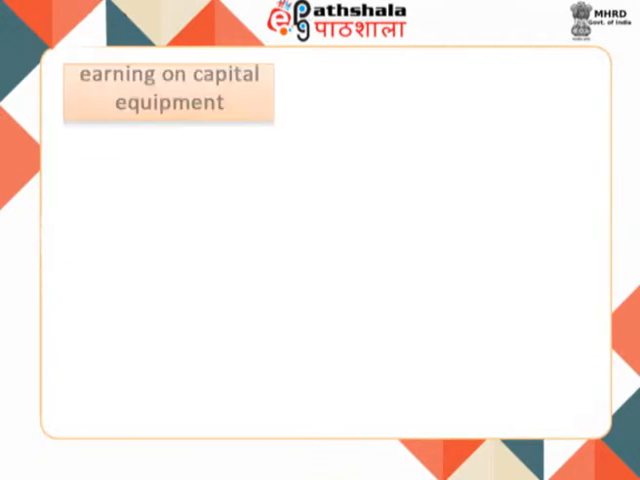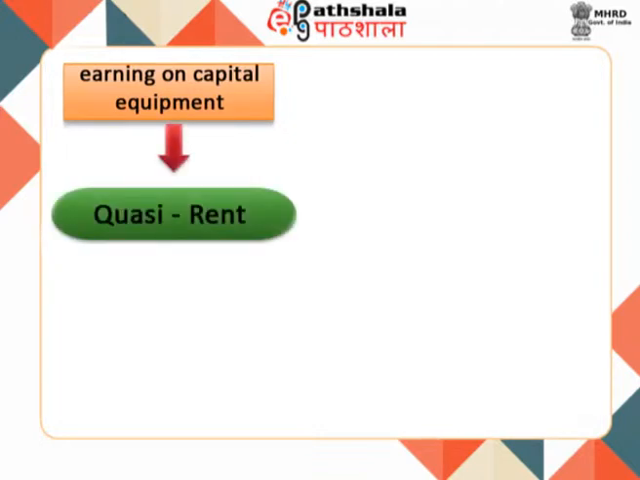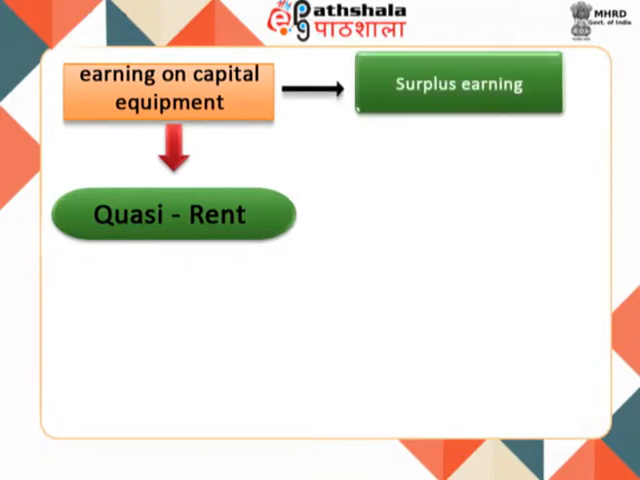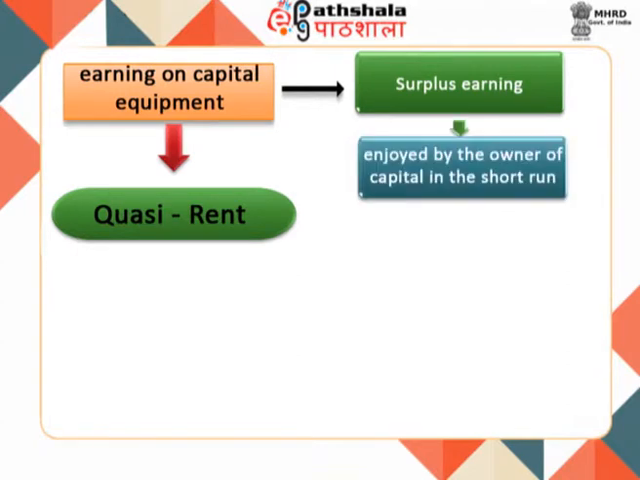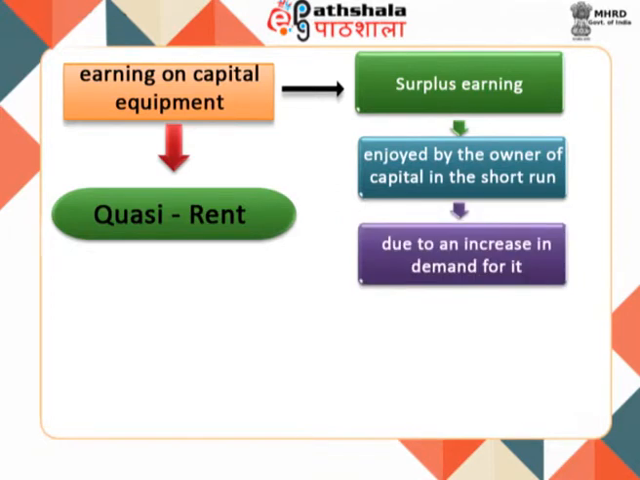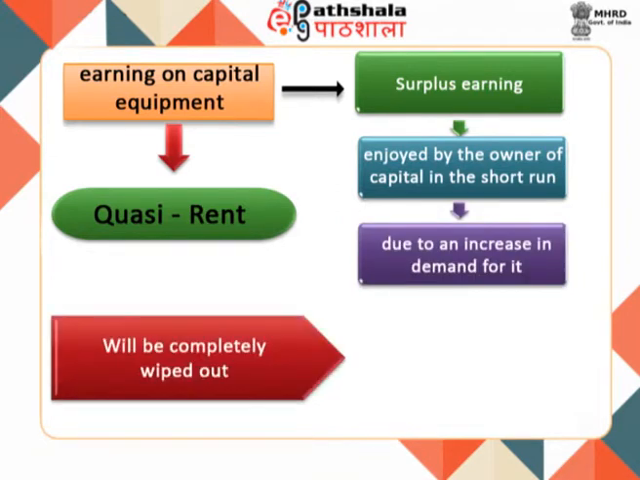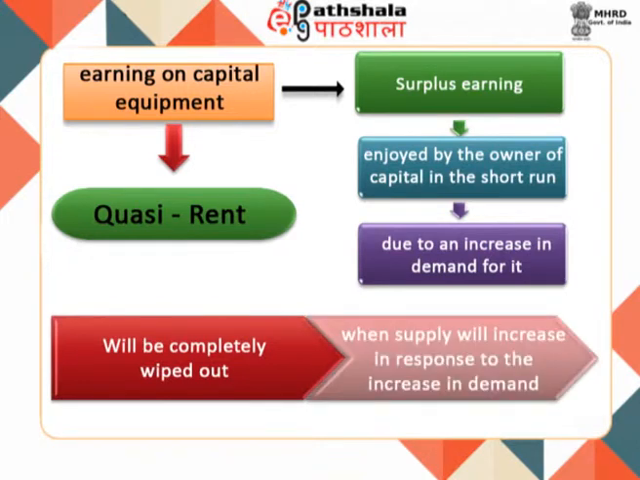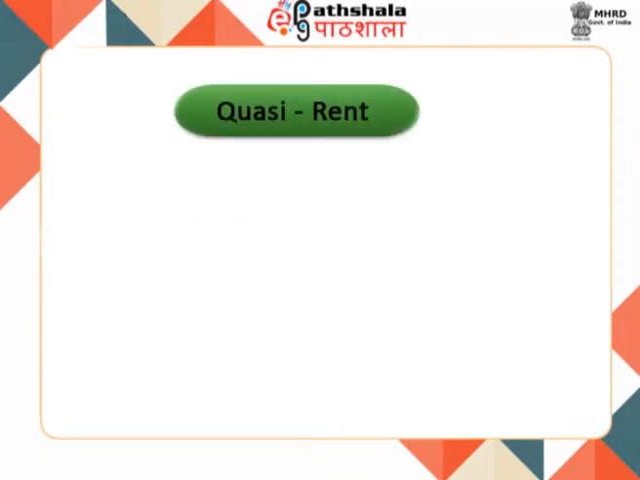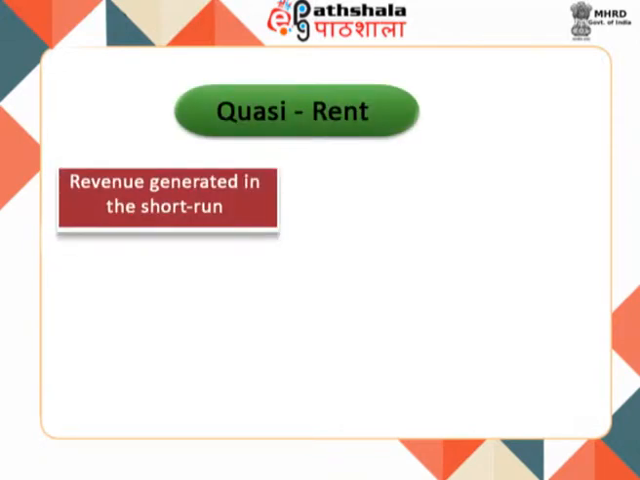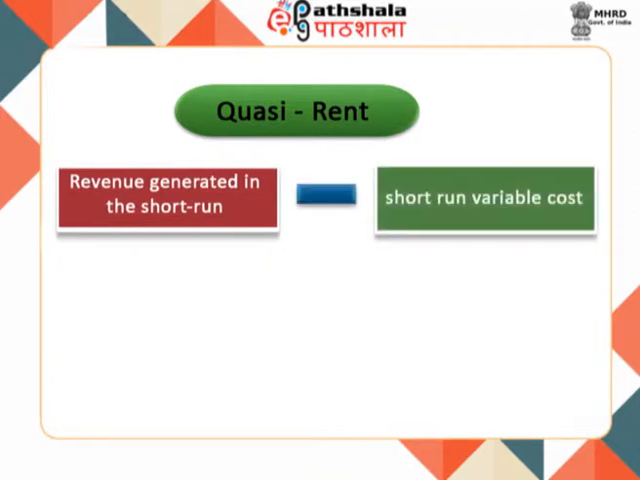According to Marshall, earning on capital equipment is defined as quasi-rent rather than the concept of rent defined in earlier sections. It is a surplus earning enjoyed by the owner of capital in the short run due to an increase in demand for it, and will be completely wiped out when supply increases in response to the increase in demand. The quasi-rent can also be defined as revenue generated in the short run less the short run variable cost.